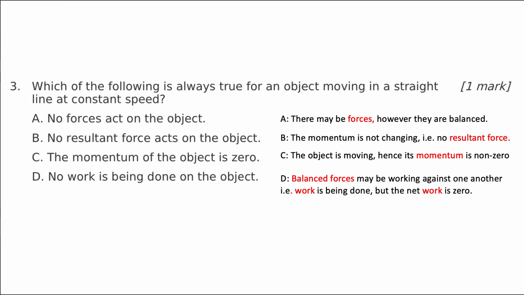The momentum is not changing, which means that there is no resultant force. Remember, our momentum has a direction and a value, a magnitude. If we are moving in a straight line at a constant speed, that means our direction is the same, as is our speed, as is our velocity. So we are not changing our momentum.